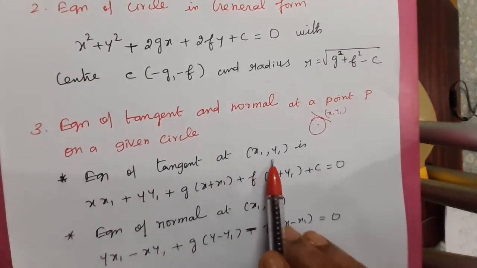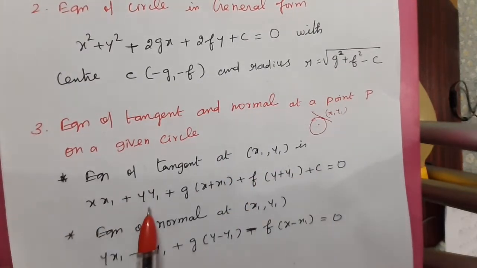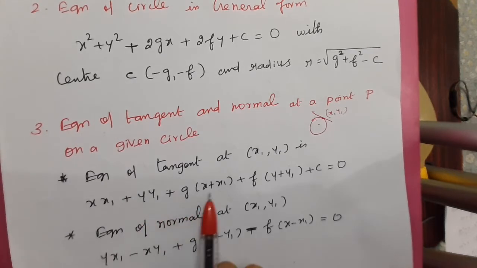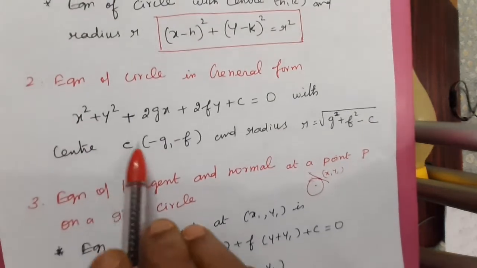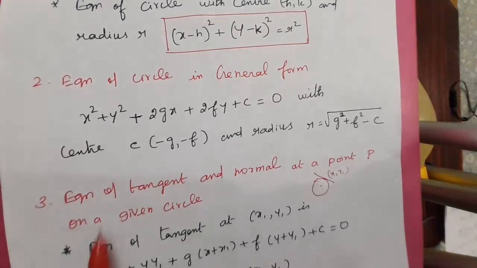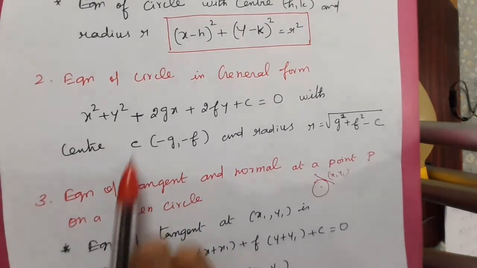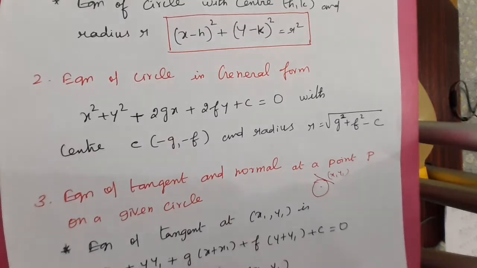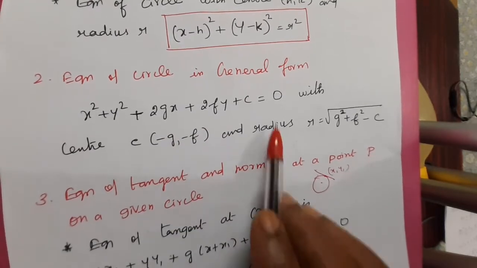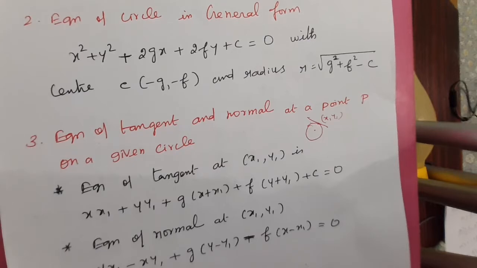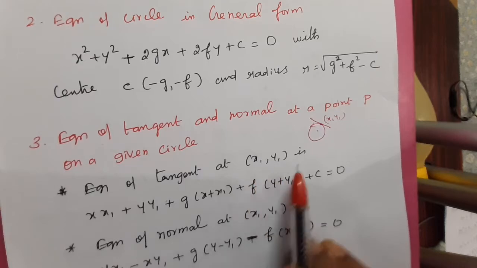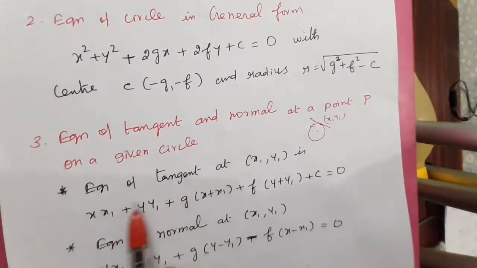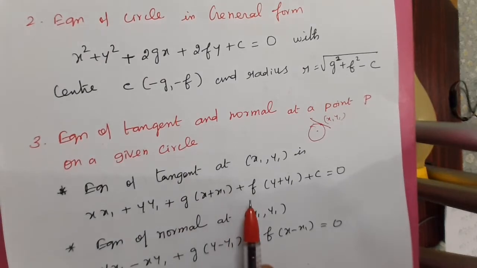The equation of the tangent at the point x1 comma y1 is x x1 plus y y1 plus g into (x plus x1) plus f into (y plus y1) plus c equal to 0. That is, instead of x square rewrite as x x1, instead of y square rewrite as y y1, and the other terms as x plus x1 and y plus y1. From the general formula we write the equation of the tangent.